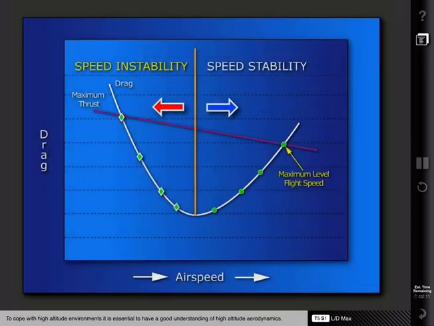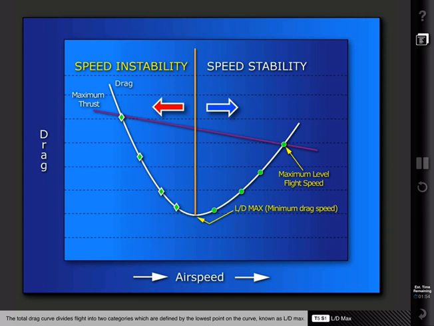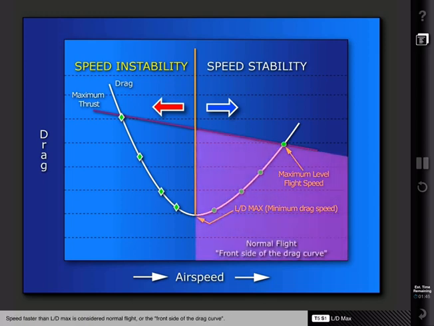To cope with high-altitude environments, it is essential to have a good understanding of high-altitude aerodynamics. Understanding high-altitude aerodynamics begins with understanding basic aerodynamic principles such as the total drag curve. The total drag curve divides flight into two categories which are defined by the lowest point on the curve, known as the LD max.